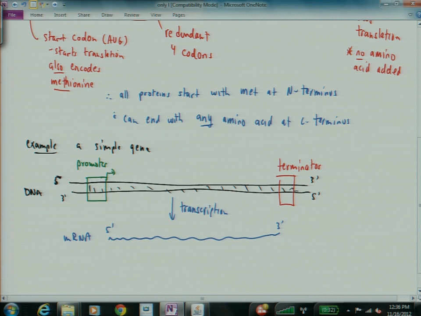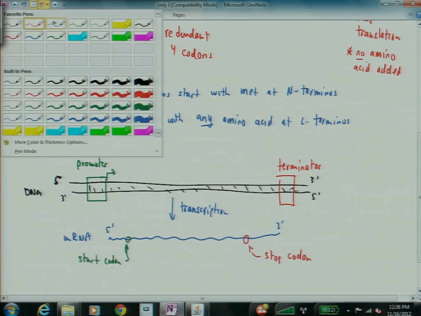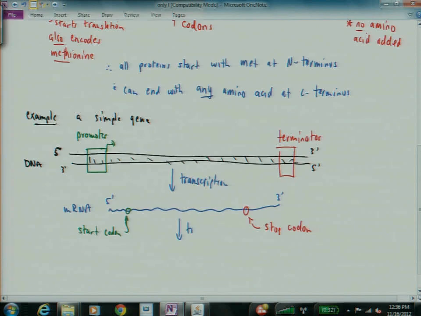And then the next step, I'm out of cool colors, I guess I'll just use blue. Translation makes a protein. And it's shorter because it was one amino acid for every 3 nucleotides in the RNA. So that's your basic sort of cartoon of how the gene does its thing.